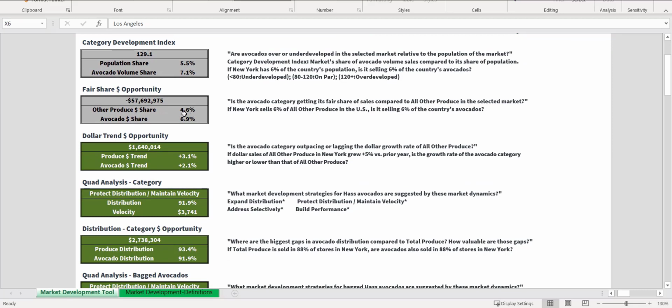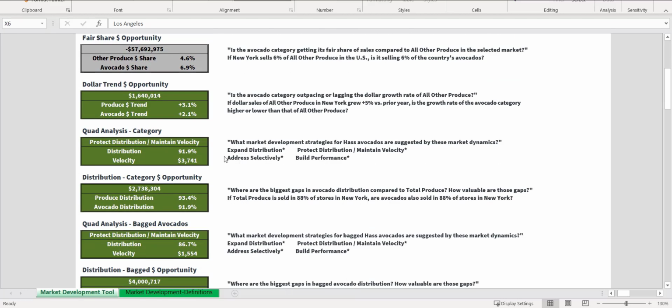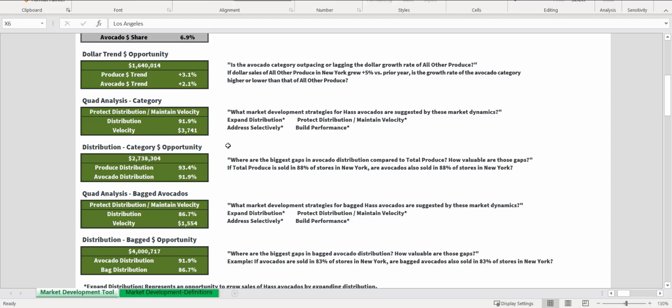On the fair share box, we can see that avocados have a larger share of total sales compared to total produce. On the dollar trend opportunity, you can see that there's room to grow based on dollar growth rate compared to produce. On the quadrant analysis, even on a very developed market, there's some room to grow based on how the produce category is performing. For instance, the recommendation here is to protect distribution and velocity, and below you can see why. Also, avocado distribution is still 1.5 points below produce distribution. Therefore, the goal is to remain there.